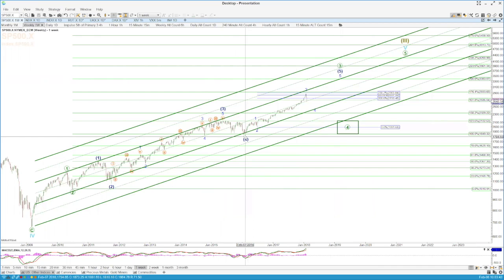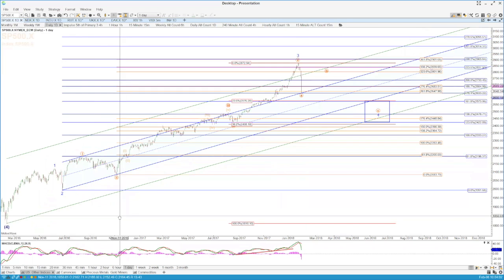Since then, we've had a low into February 2016, and then a very, very strong move to the upside, culminating in a high last week, and then this sell-off for a couple of days. So let's start to put that into some kind of perspective. What I want to do now is come down to a daily chart.